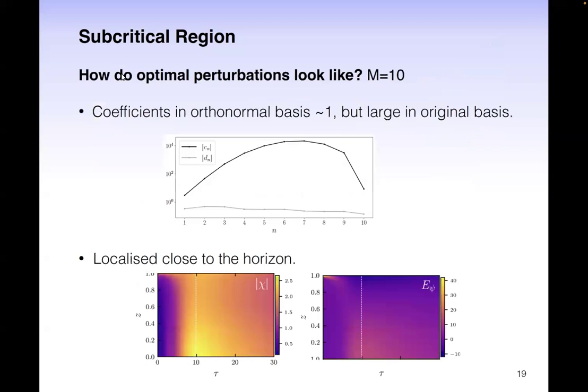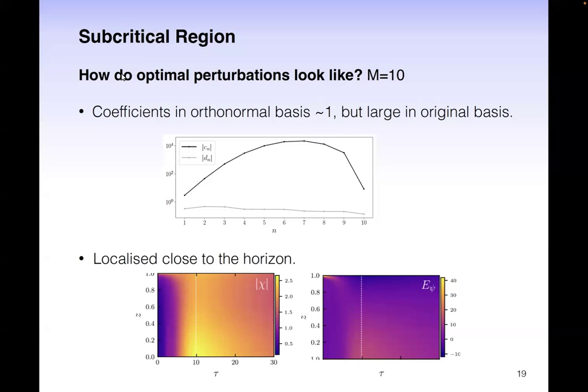Okay, so you may now wonder, how do the actual optimal perturbations look like? And here I'm focusing on the same case as before, same temperature. So we are still in the stable branch, m is equal to 10. And here I'm plotting those coefficients d_n and c_n that I showed earlier. So in the orthonormal basis, those coefficients are pretty much order 1. And if we go to the original basis, those coefficients look huge. And so it would appear that if we were only to consider the original basis, this optimal perturbation would appear very fine-tuned. But actually, if you think about it in terms of the orthonormal basis, it's really not.